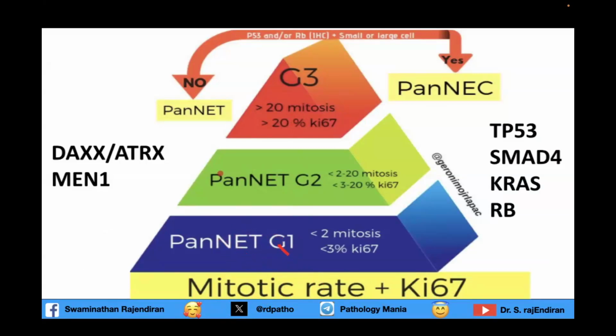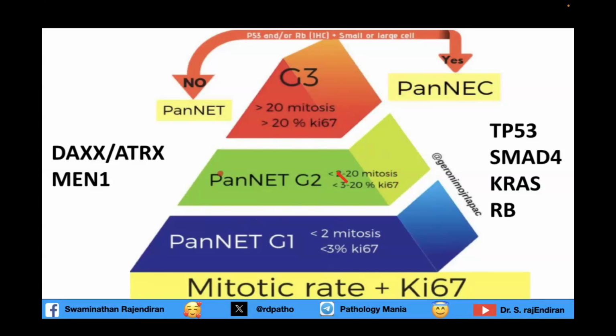When you want to call neuroendocrine tumor grade 1, the mitosis should be less than 2 and the Ki67 index less than 3. To call it grade 2, the mitosis should be 2 to 20 and the Ki67 3 to 20, and G3 more than 20 mitosis and more than 20% Ki67 positive. And I always tell my postgraduates, remember the middle one. Grade 2 is 2 to 20 mitosis and 3 to 20 percent Ki67. If it is less than that, it is grade 1. If it is more than that, it is grade 3.